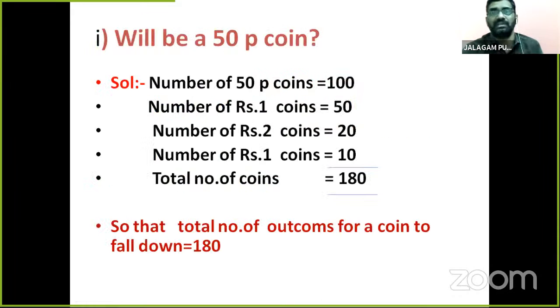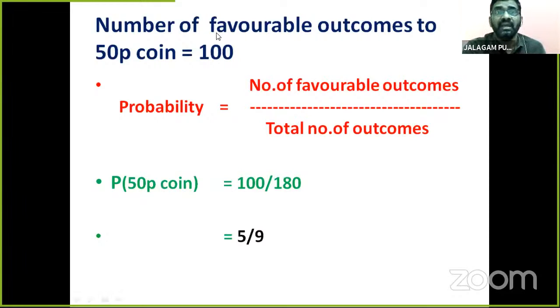Now, children, the number of favorable outcomes for a 50-paise coin is 100, because there are 100 such coins that may drop out. The probability definition is the number of favorable outcomes by the total number of outcomes. So the probability of a 50-paise coin is 100 by 180.